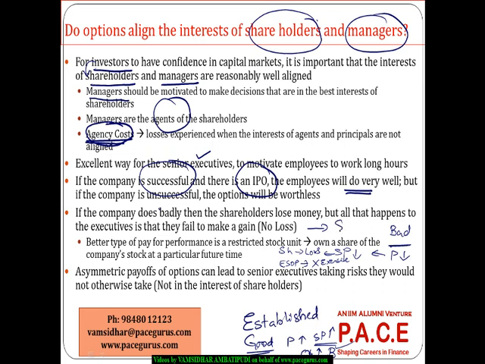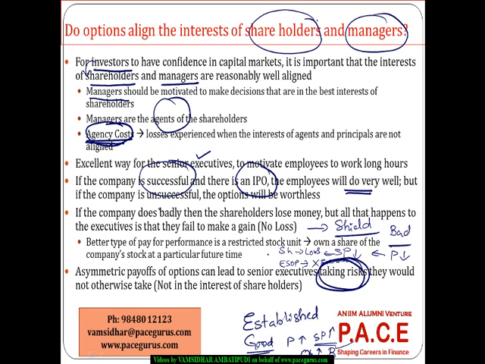So, there is a shield that is coming out for the employees, which will actually make them take more and more additional risk, which they would not do in an otherwise kind of situation. So, this is where there is some criticism with respect to the employee stock options that are being granted.